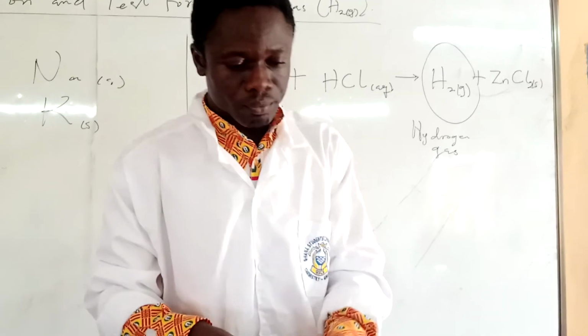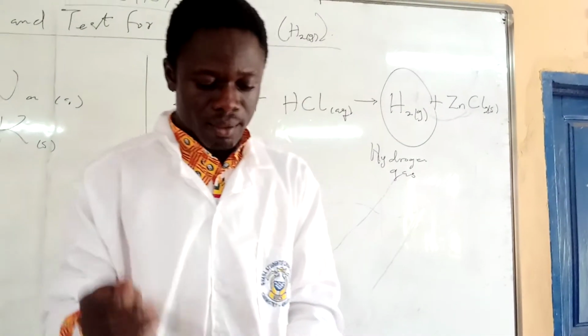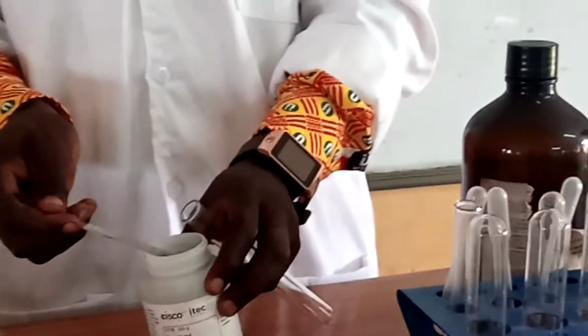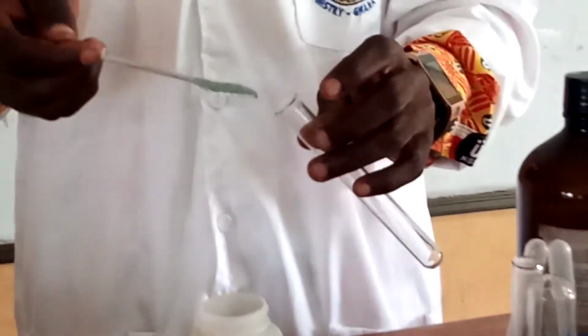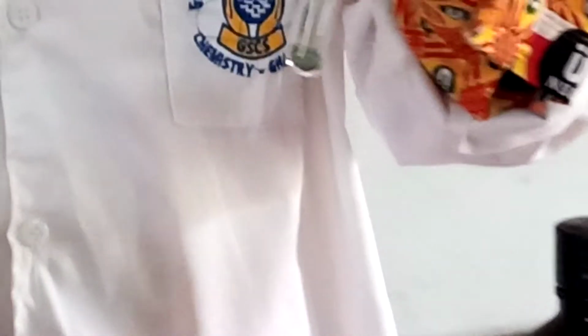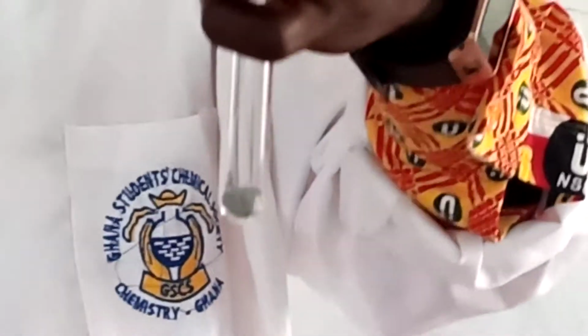Okay, so now I have my spatula also here. I'm going to fetch some quantity of the zinc granules. So I have my zinc granules, and I am going to add hydrochloric acid. If I add hydrochloric acid, I'm going to produce hydrogen gas.